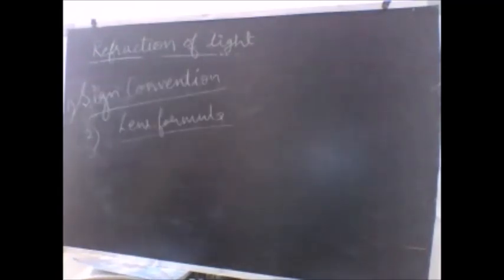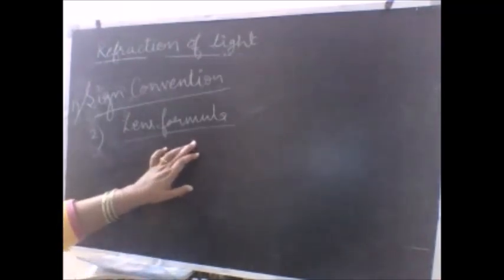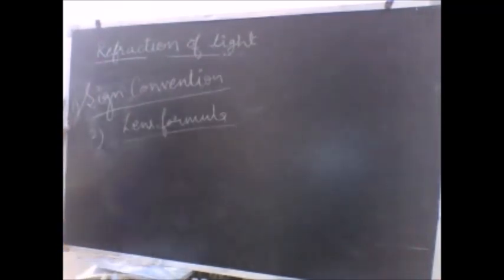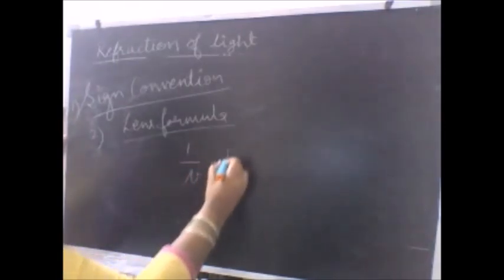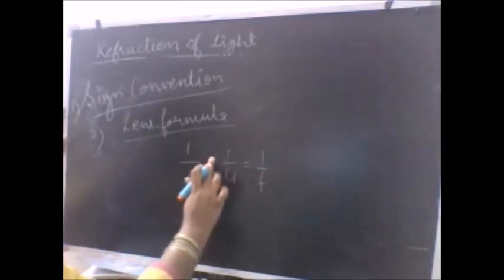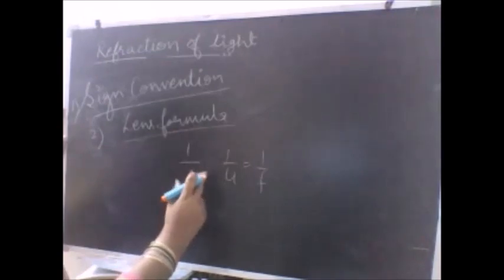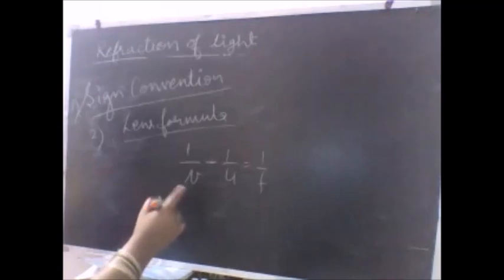Now we have to study the lens formula and the sign convention that we are going to use in the formula. The sign convention exactly resembles what we did in the case of the mirror. So first of all, let us see what the lens formula is. There is a very small change in the lens formula. In the mirror formula we used to write 1 by v plus 1 by u is equal to 1 by f. But in the case of the lens formula, we don't have a plus sign, we write a minus sign. So this is the lens formula, and you all are aware of this.